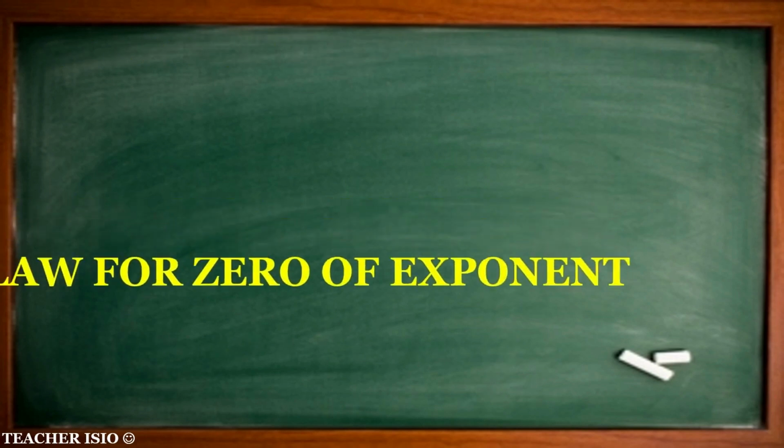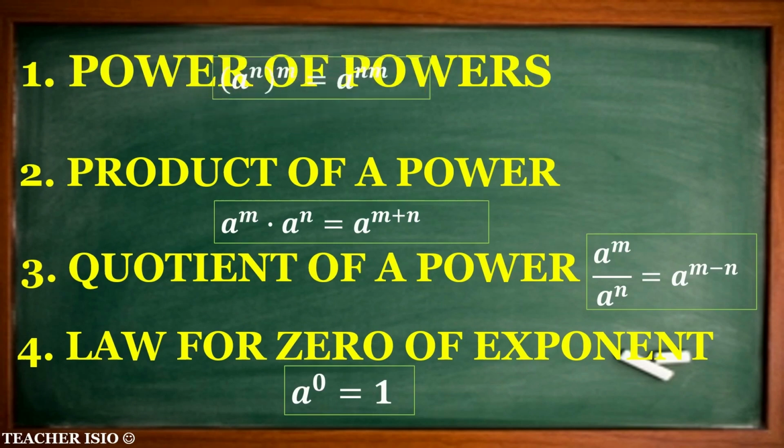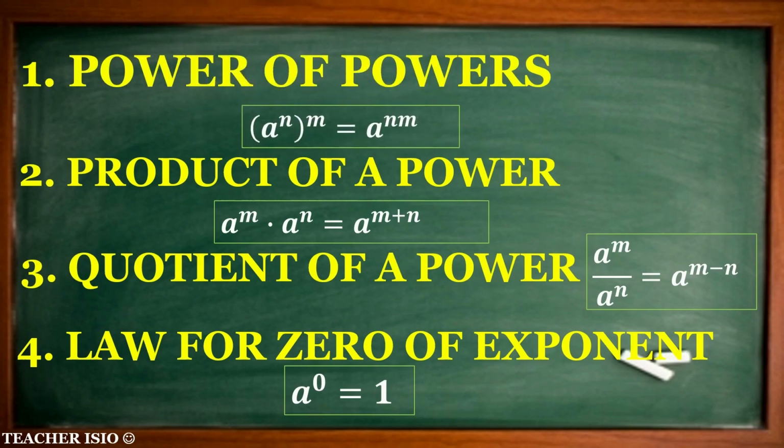Again, ito ang ating mga laws of exponent. The first one, we have power of powers, wherein a raised to m raised to n is equal to a raised to the product of nm. Number 2, product of a power, we have a raised to m times a raised to n, it is equal to a raised to m plus n. Next, we have the quotient of a power, we have a raised to m over a raised to n equals a raised to m minus n.